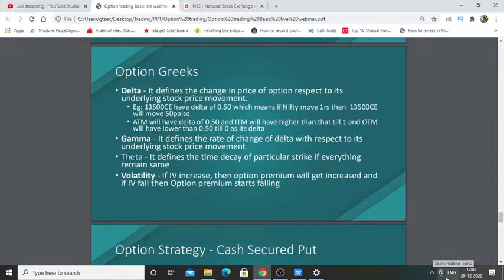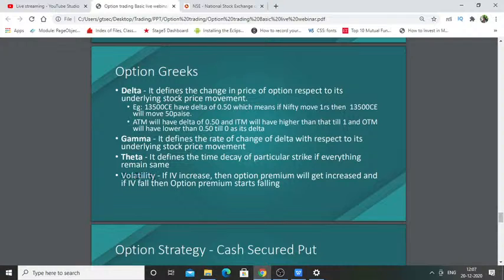Let's say Nifty is trading at 13,500 and you have a 13,500 call option, and let's say it has a theta value of 200. Then if Nifty doesn't move anywhere and stays flat, with no volatility increase or anything else happening, your position will give you a time value profit of 100 or 200, as per the theta value, every 1 day. So this is about theta.